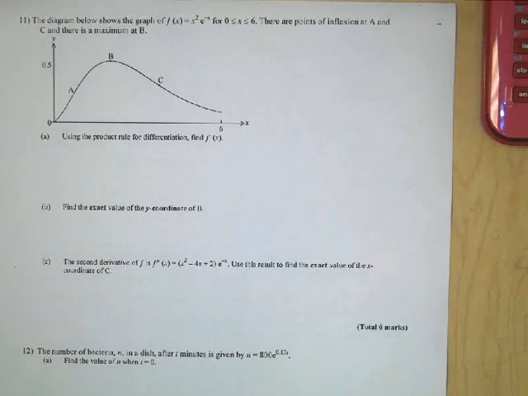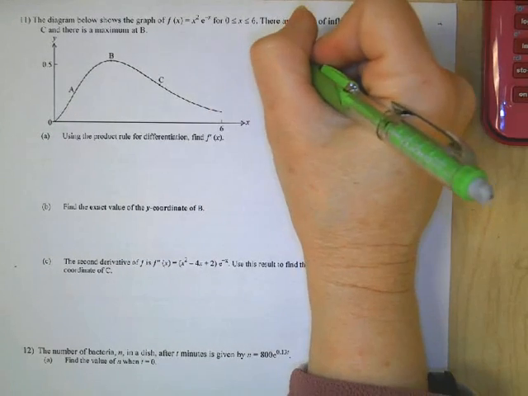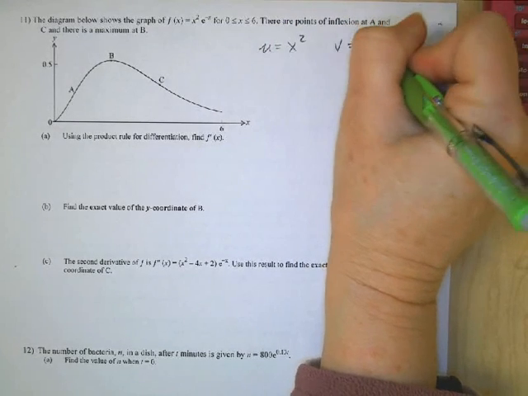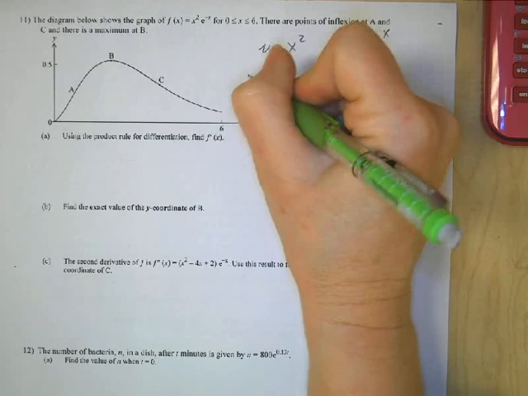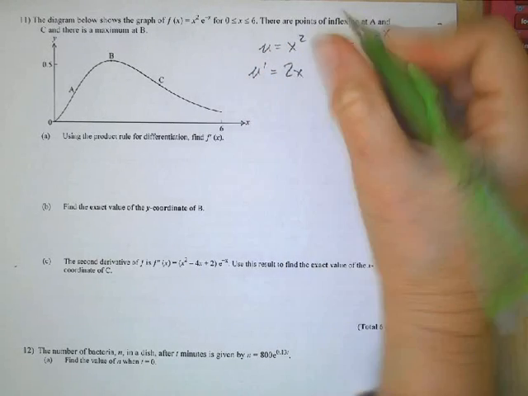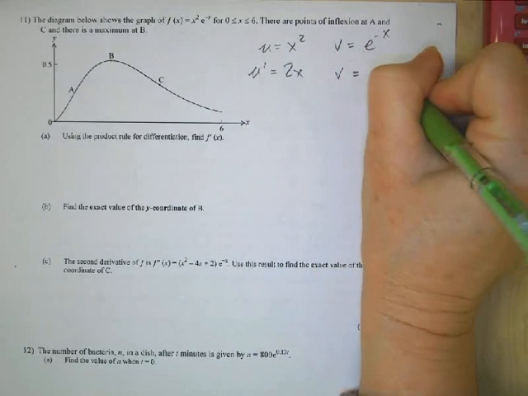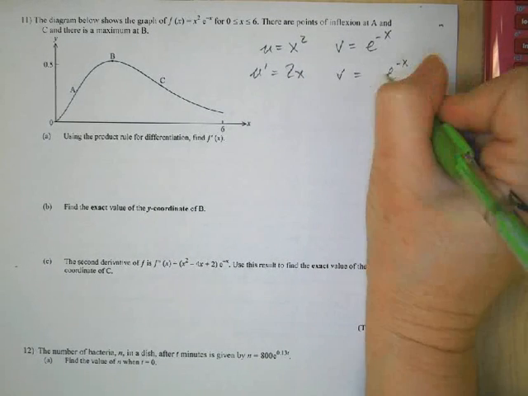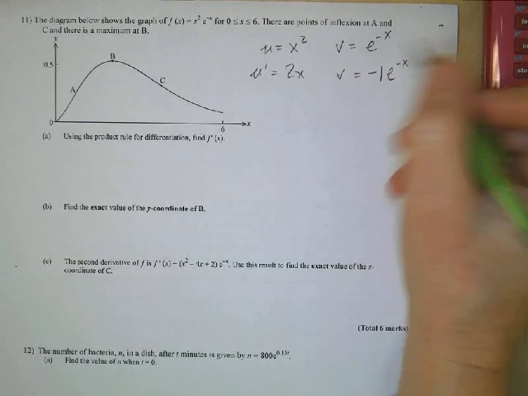All right, so they gave us some hints. I'm going to do it up here. U is going to be x squared, and V is going to be e to the negative x. So the derivative of U is 2x. The derivative of V is going to be e to the negative x times the derivative of negative x, which would be negative 1. Now I'm going to crisscross applesauce.